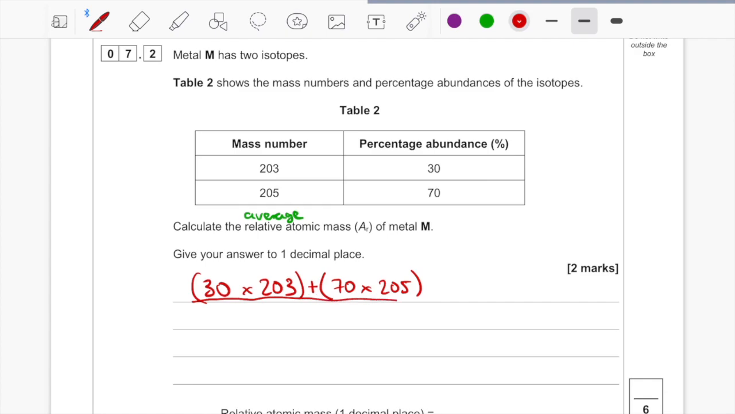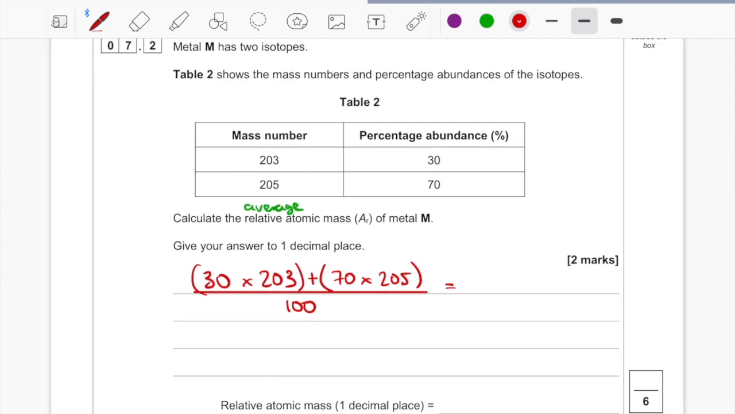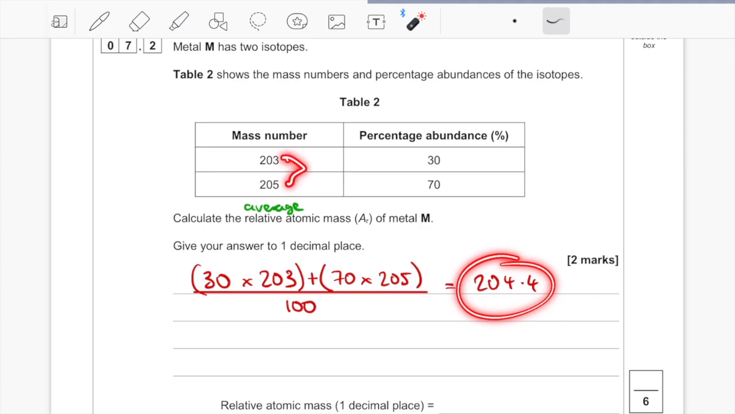If we're doing an average, though, we've got to divide it by the total percentage, which is 100. And we put those numbers into our calculator. Oh, it's 2 marks here. And we get our answer of 204.4. So our answer is within the range of our highest and lowest. But not only that, because we know that the greater abundance is with 205, it is closer to 205 than it is to 203, which also makes sense. It says to 1 decimal place. I've got my 1 decimal place.